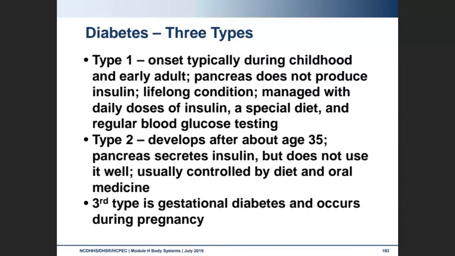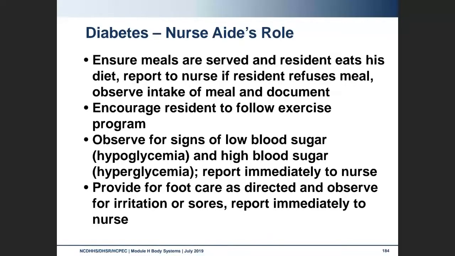So our role, we want to ensure that we're following care plans, ensure that meals are served and the resident eats their diet. We have to report, especially talking about diabetes, we have to let the nurse know if the resident has refused a meal or if they have a big decrease or increase in intake, because the nurse is going to base insulin on a blood sugar reading that was taken before the meal was eaten. So if they don't eat, this is going to affect the amount of insulin or possibly medication that we want to give. We want to encourage residents to follow an exercise program that assists with circulation.